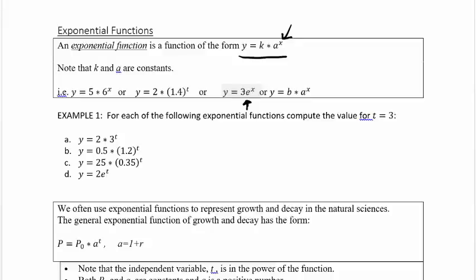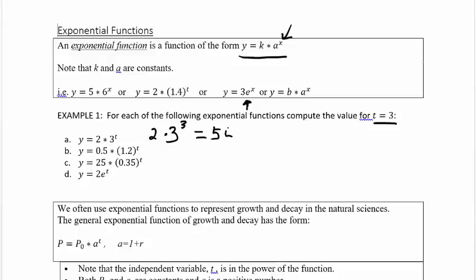So example 1. For each of the following exponential functions, compute the value for t equals 3. Here we just want to get comfortable being able to plug these things into our calculator and to write them out to compute them correctly. So for this first one here, we're going to do 2 times 3 to the t. Now t is our power, and we're plugging in 3. So 2 times 3 cubed. 3 cubed is 27. 27 times 2 is going to give us 54.